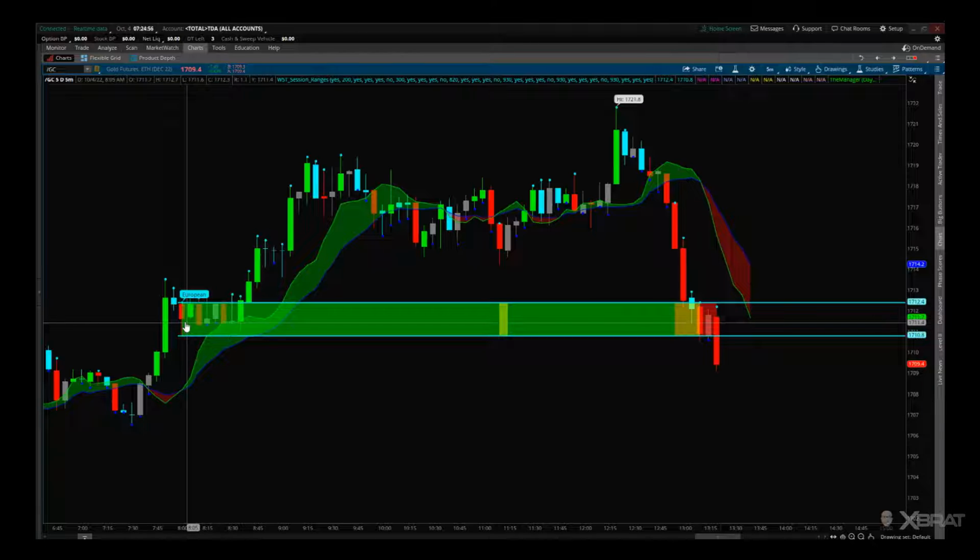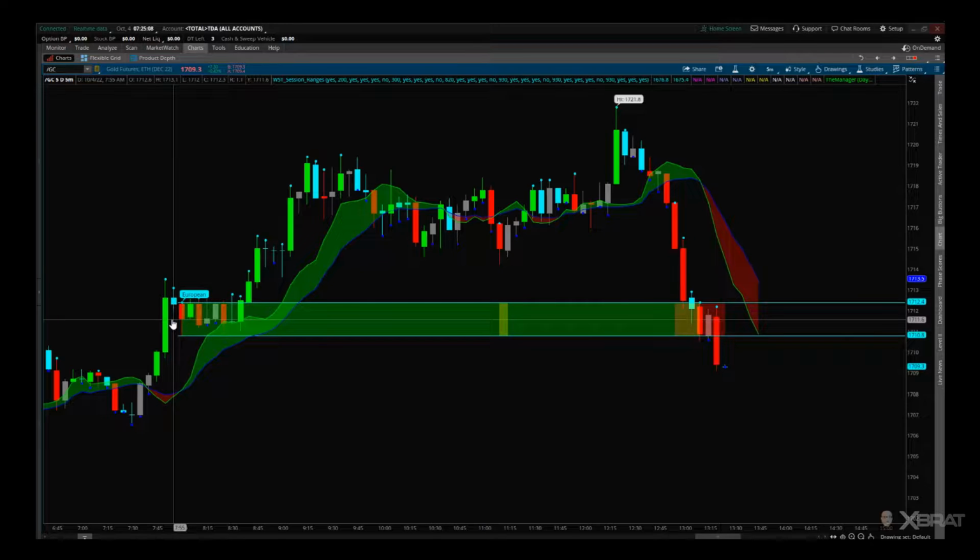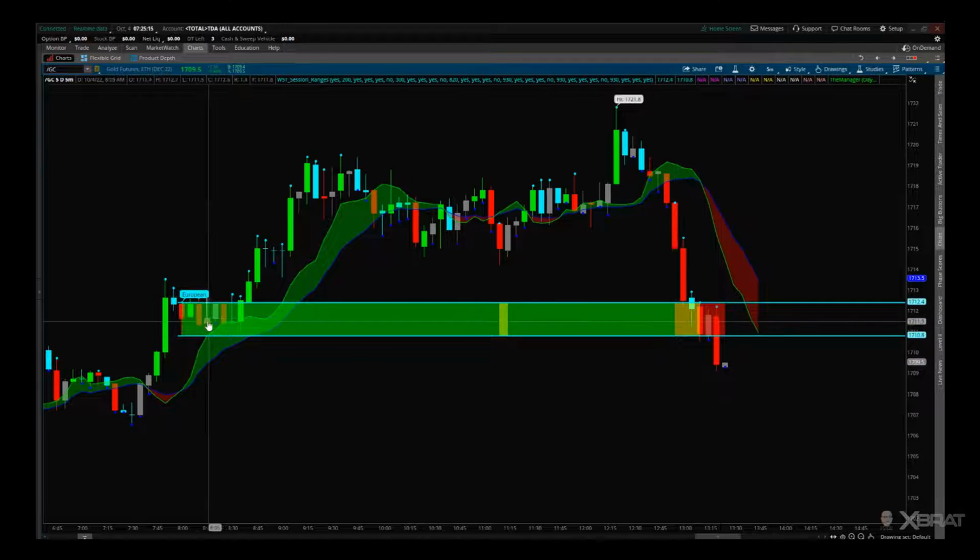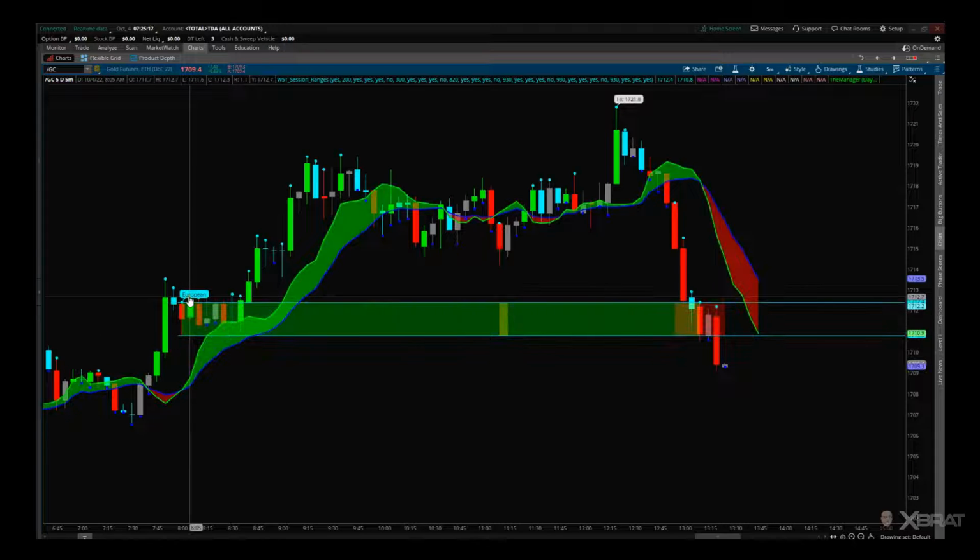bias. So if it's colored in green, we're looking for a bullish trade out of that range. If it's colored in red, we're looking for a bearish trade. If it's orange, which is neutral, so we can see an orange color right here, we can go long or short, like a straddle trade. So this one's very simple. The next candle took us in the trade.